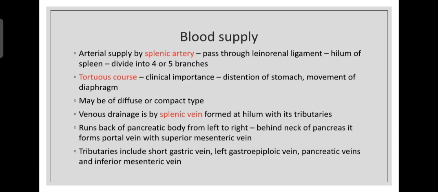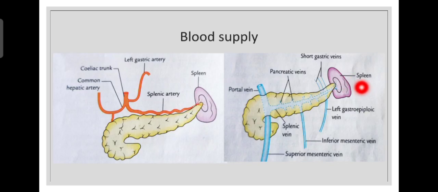Then venous drainage. Venous drainage is given by the splenic vein, which is formed at this hilum by its tributaries. Here various tributaries contribute to the formation of the splenic vein. Also, one important point: the splenic artery originates from the celiac trunk, which is one of the important branches from the aorta, and the splenic artery is the largest branch of the celiac trunk. You will learn that in the arterial supply of the abdomen.